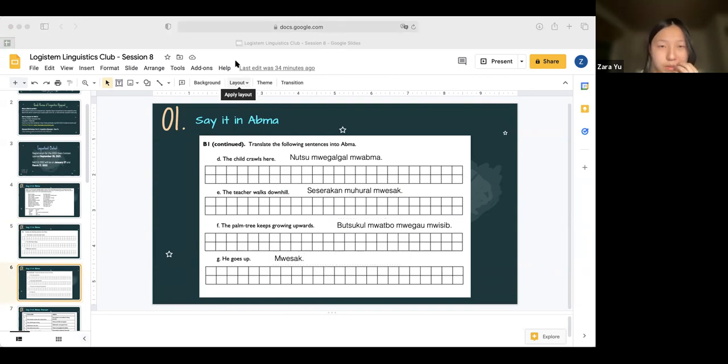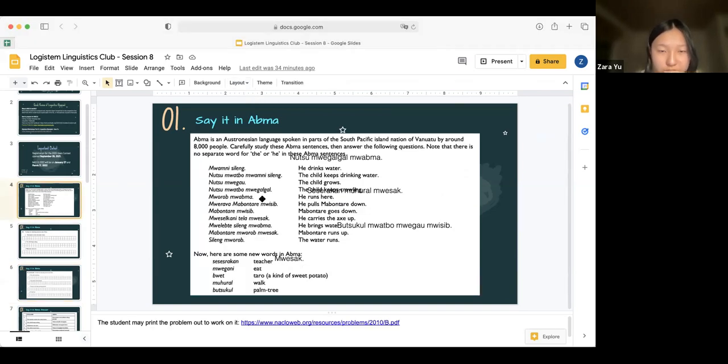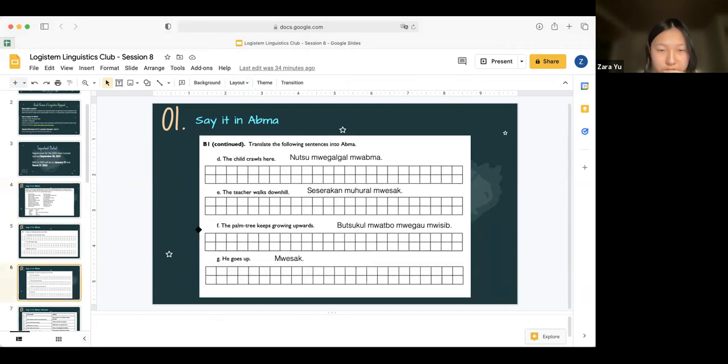Wait, did I mix these up? Hold on. Down is, okay, wait, so down is, I think I wrote these wrong. Okay, so down is this one, and then up is this one. So I mixed those up, but you kind of get the point. You just insert them as they go. And that's pretty much how you do it.